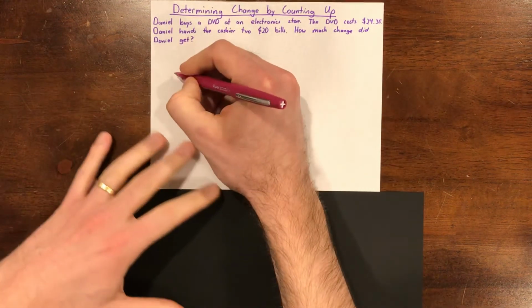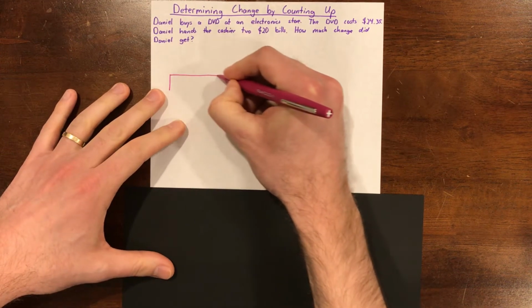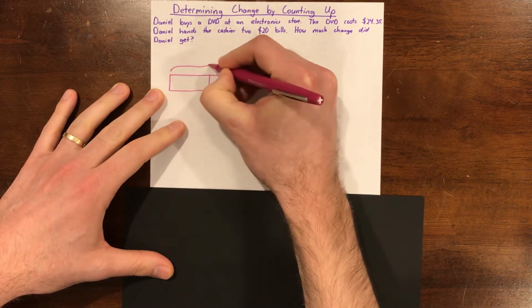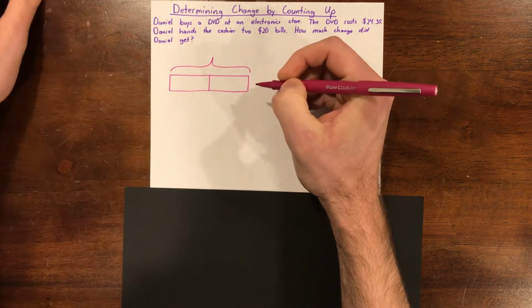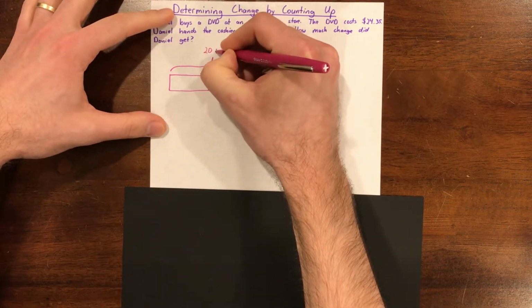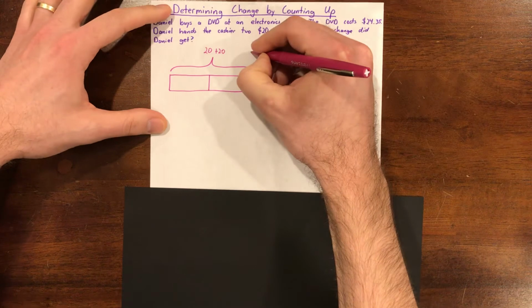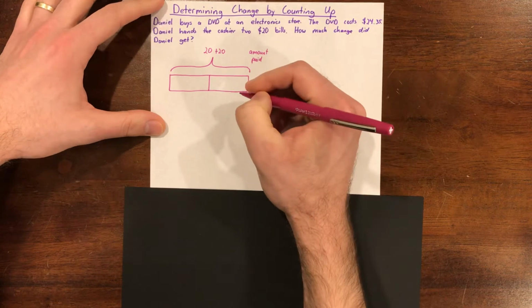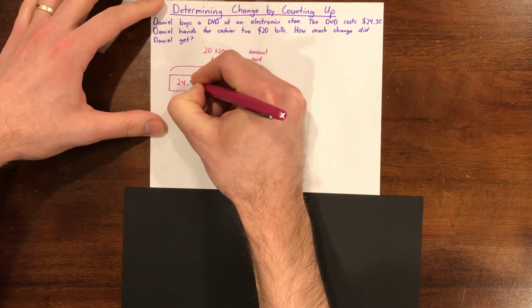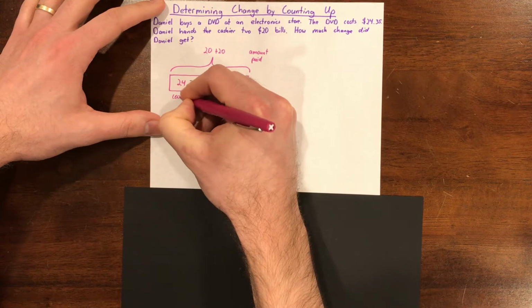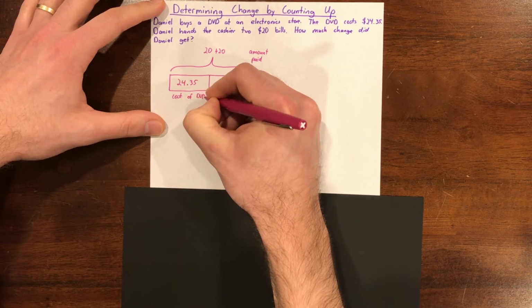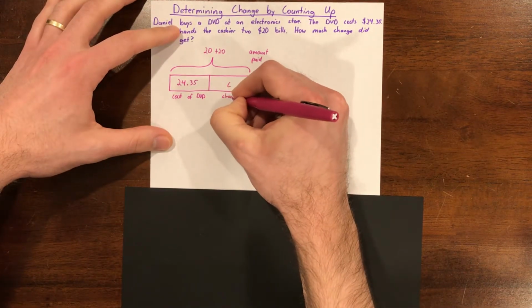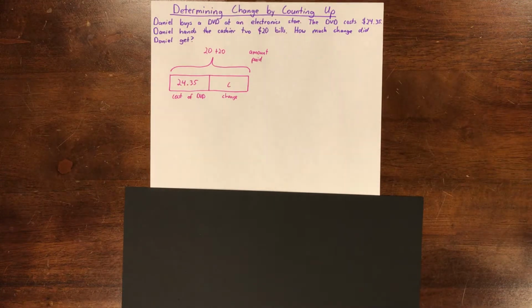Okay, right. We could think of this as a total with two parts. So the total would be 20 plus 20 because that is the amount, right, that was paid. And then one part would be $24.35. That's the cost of the DVD. And then the other part, that is the change, right? And that's what we don't know yet and we need to figure out from the problem.